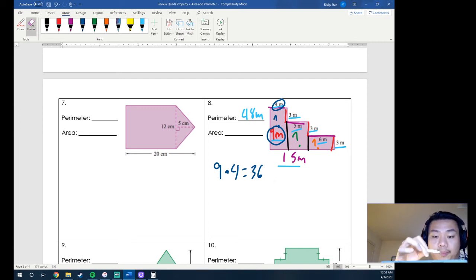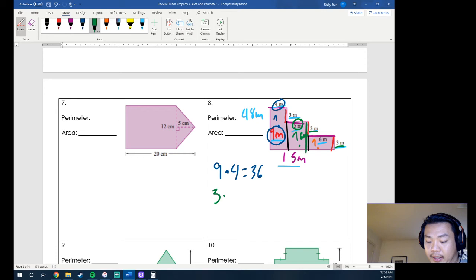Okay, for the green, we have 5, but we also need this length right here. So you're just going to take the 3 and the 3 and add it together. So that gives us 6 meters, or 5 times 6, which is equal to 30. And then for the orange, we just have 6 times 3, or 18.